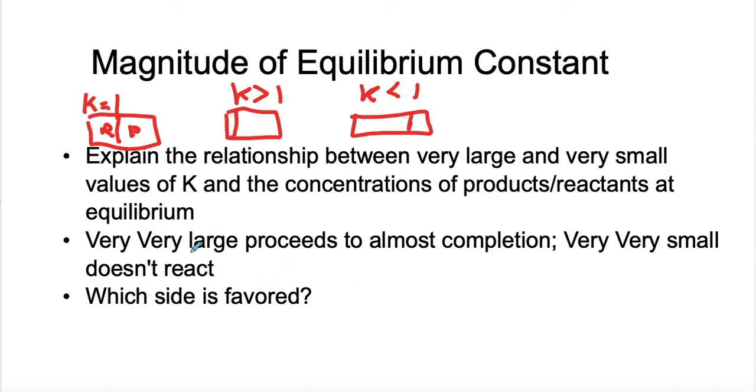If it's very, very large, it basically means that the reaction is going to go to completion. All the reactants are going to turn to the products. If it's very, very small, it means that it really is not going to react, and the reactants are not going to turn into the products. So understanding favored sides: if K is greater than 1, your favored side is your product side, or your right side, and if it's less, then it's the opposite.